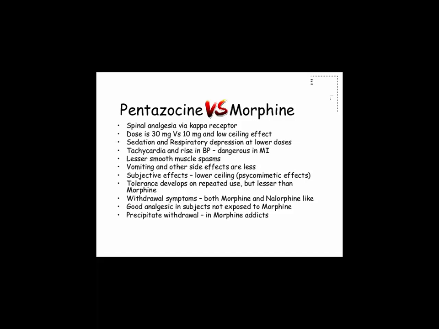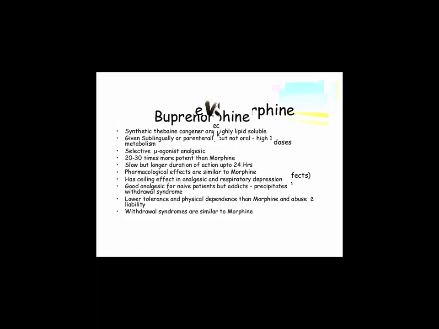Smooth muscle spasms, vomiting and other side effects are less than in the case of morphine usage. Subjective effects have a lower ceiling. Tolerance develops on repeated use, but less than with morphine. Morphine is one of the most likely to cause tolerance and dependence. Withdrawal symptoms are similar in morphine and nalorphine. It is a good analgesic in subjects not exposed to morphine, and precipitates withdrawal in morphine addicts.